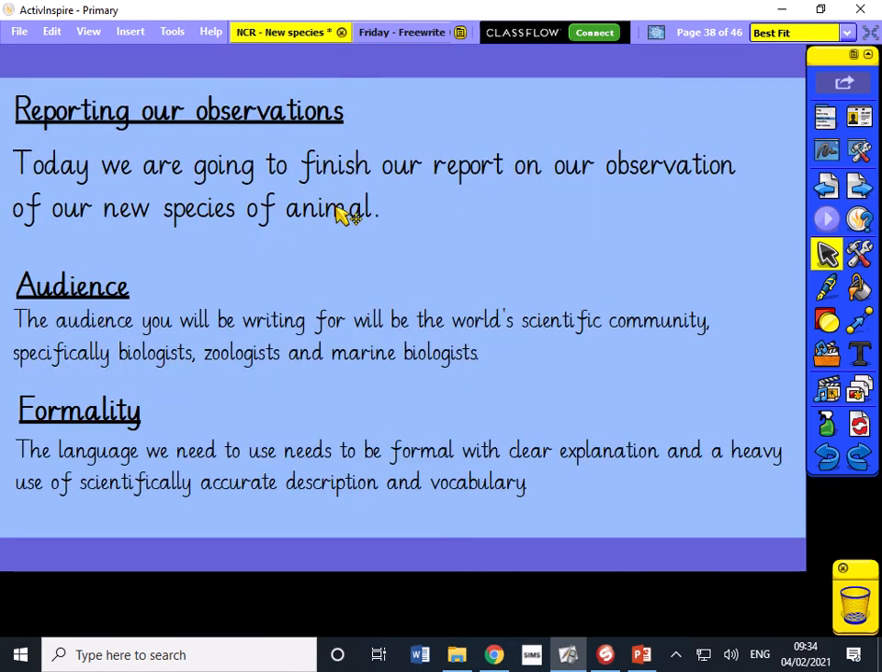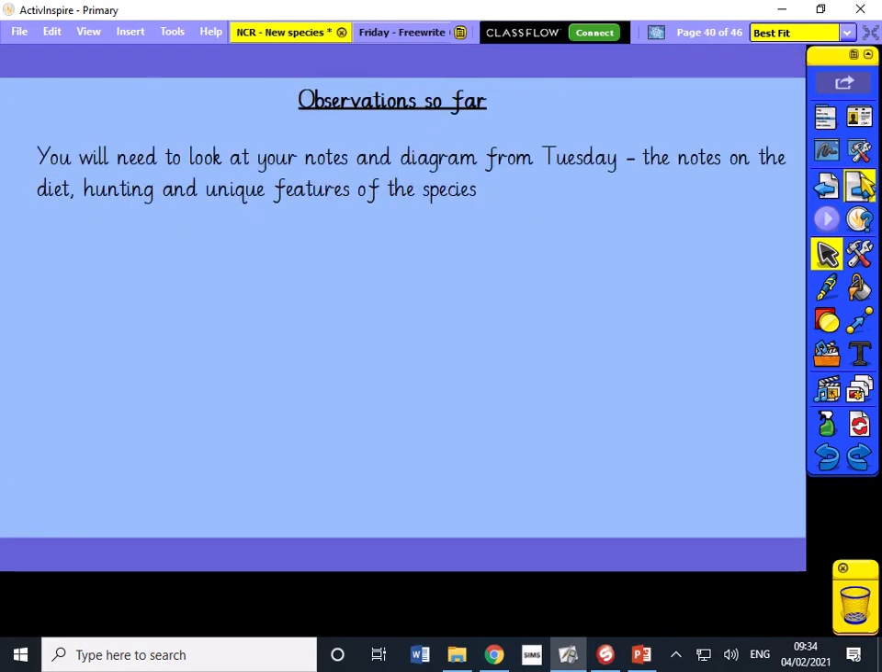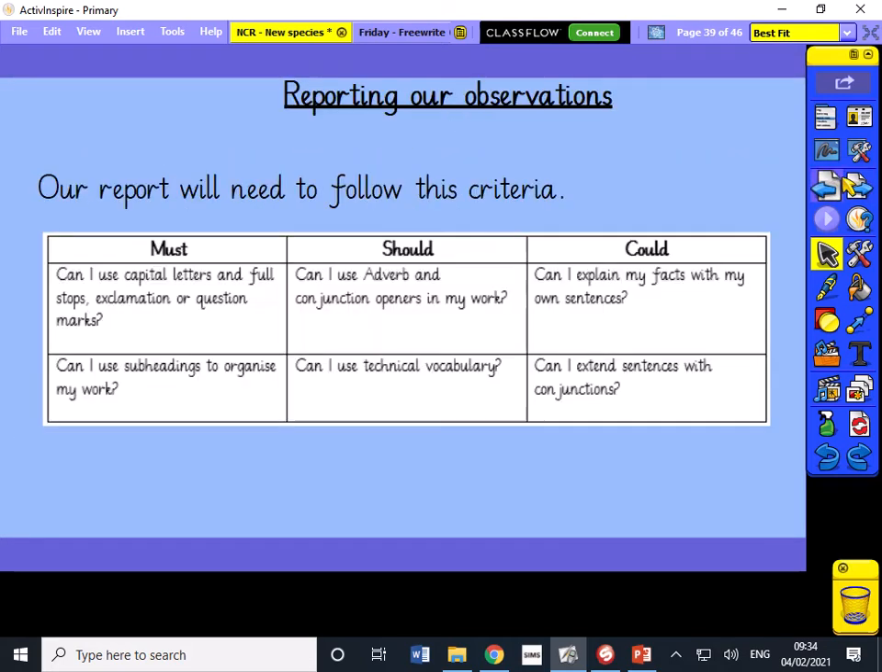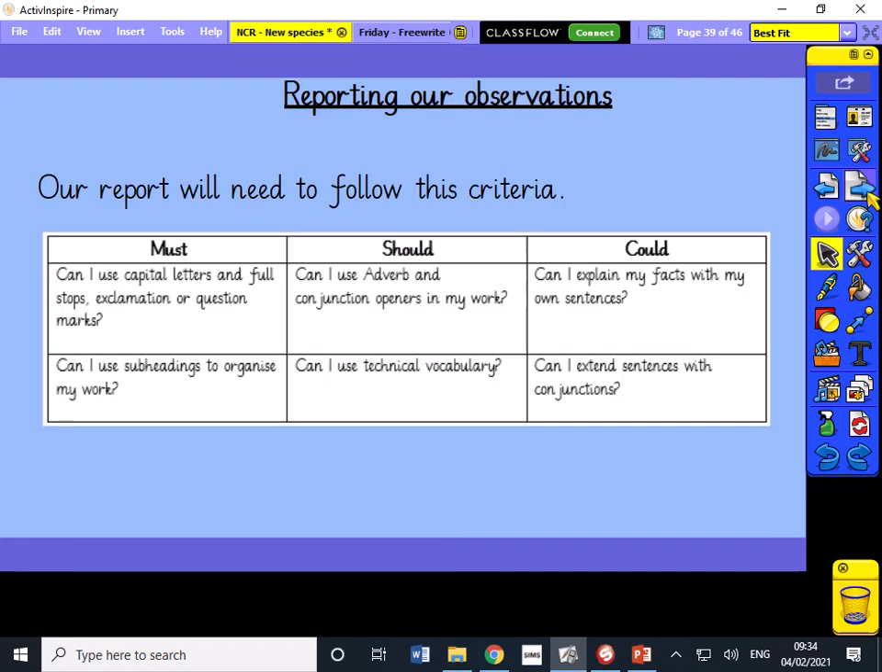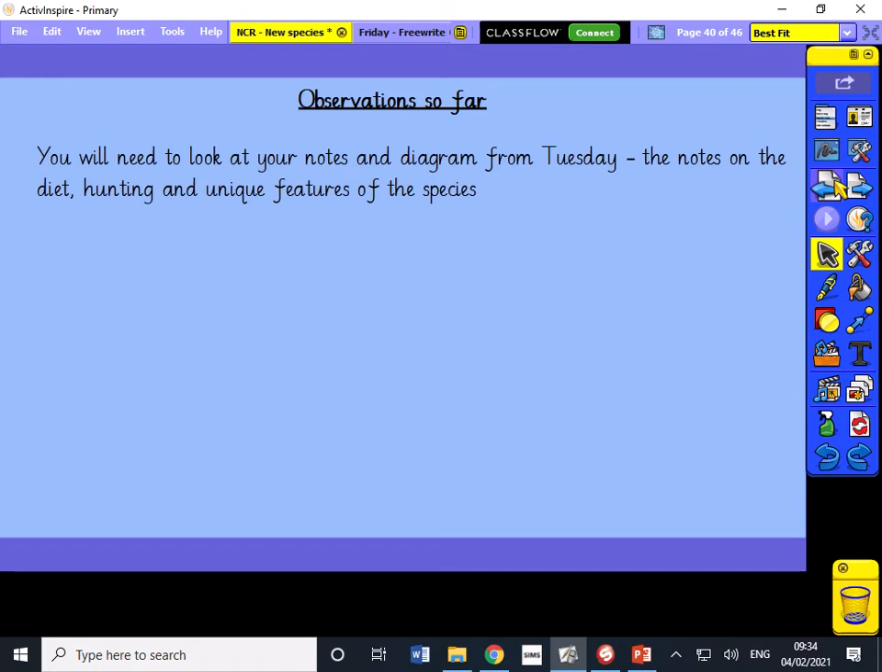Right, so we're going to finish our report today on our observation of a new species of animal. And the categories we're going to look at today are diet and hunting, I believe, and unique adaptations. So, our audience, just to remind you, is the world's scientific community. Because we are writing for scientists, our language needs to be formal, clearly explained, and have a scientifically accurate description of vocabulary. Okay, so I'm going to keep that one up.